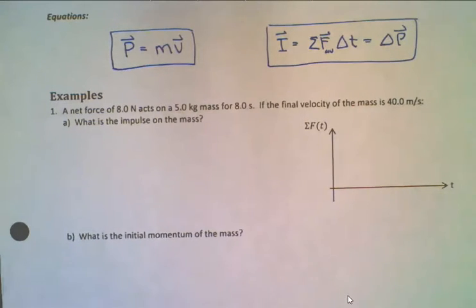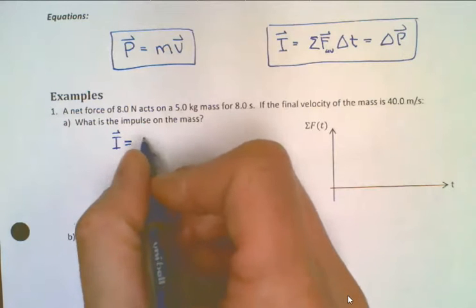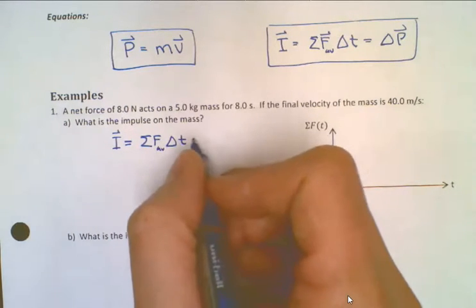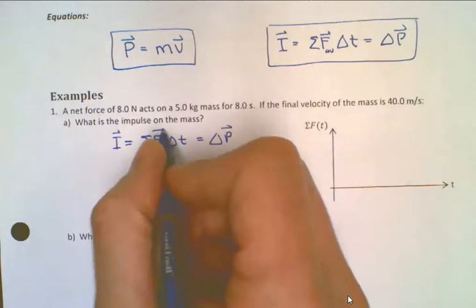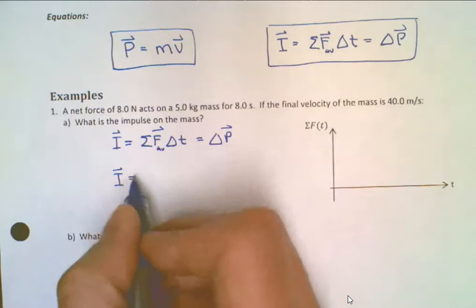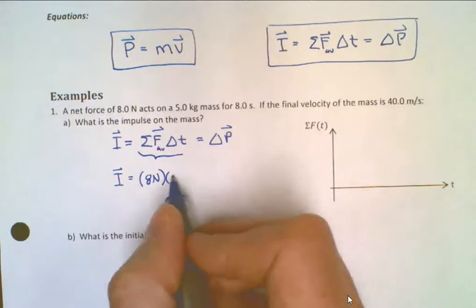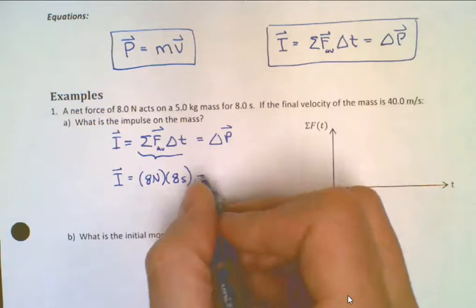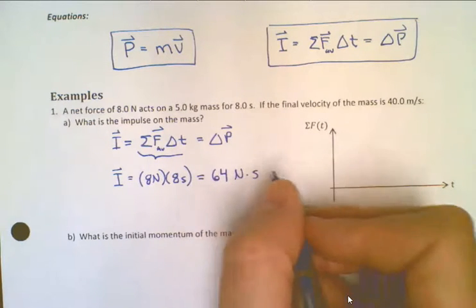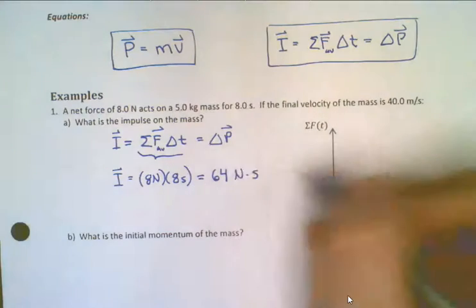So, finding the impulse. As we know, the impulse is simply the average net force acting on the object multiplied by some time, and that equals the change in momentum. I'm saying it over and over, but I'm just trying to hash out that it's this simple. We know the net force is 8 newtons and the time it acts is 8 seconds. So we end up with a momentum change of 64 newton seconds, or an impulse of 64 newton seconds, or a delta P of 64 newton seconds.